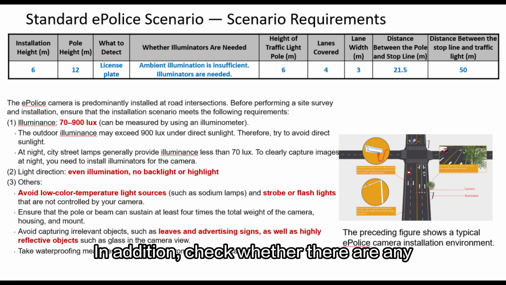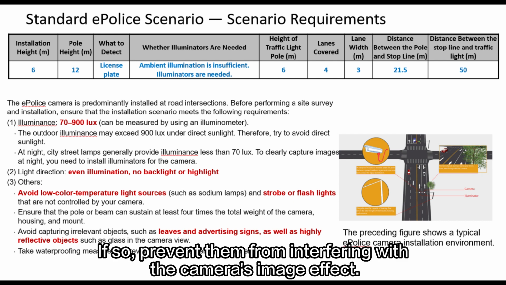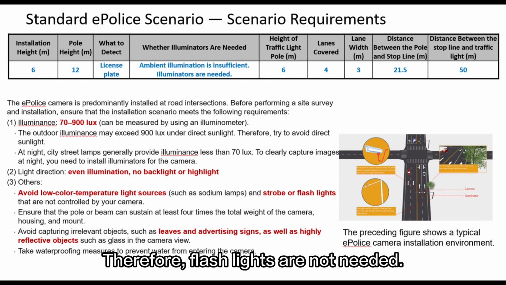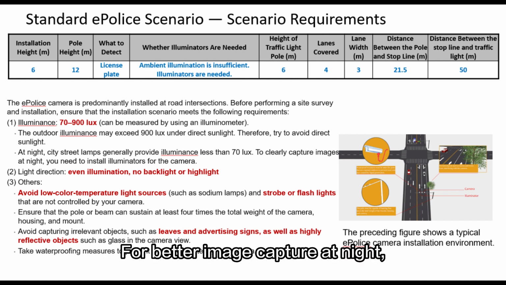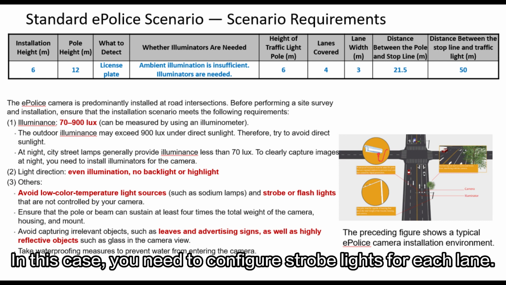In addition, check whether there are any strobe or flashlights nearby that are not mounted to the camera. If so, prevent them from interfering with the camera's image effect. As in ePolice scenarios, vehicle rear capture, instead of in-vehicle detection, is required. Therefore, flashlights are not needed. For better image capture at night, the on-site ambient illuminance must be greater than 70 lux. In this case, you need to configure strobe lights for each lane.